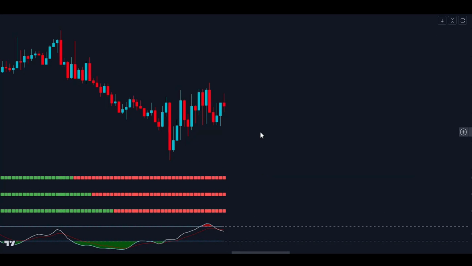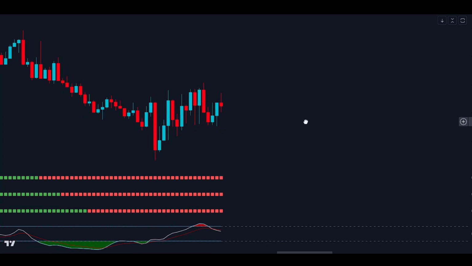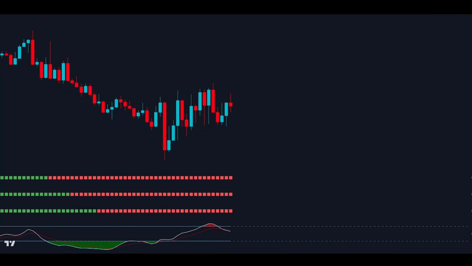Now let's talk about short positions. To initiate a short trade, we essentially do the opposite of what we did for long trades. We want to identify a bearish trend using the EMA trend meter with all 3 rows of EMAs colored red. We then look for a rally within this bearish trend indicated by the Stochastic Momentum Index.